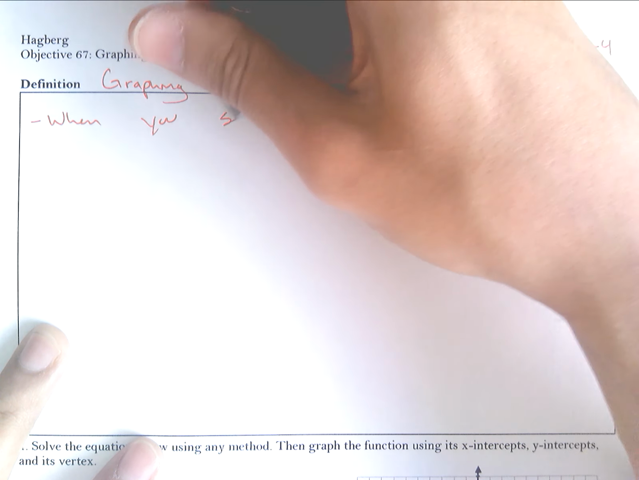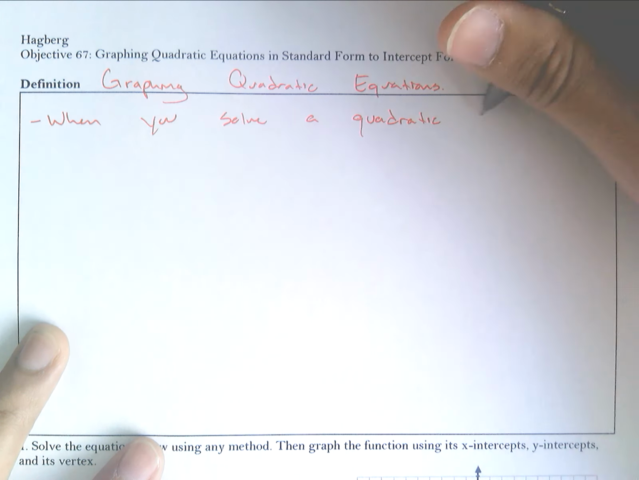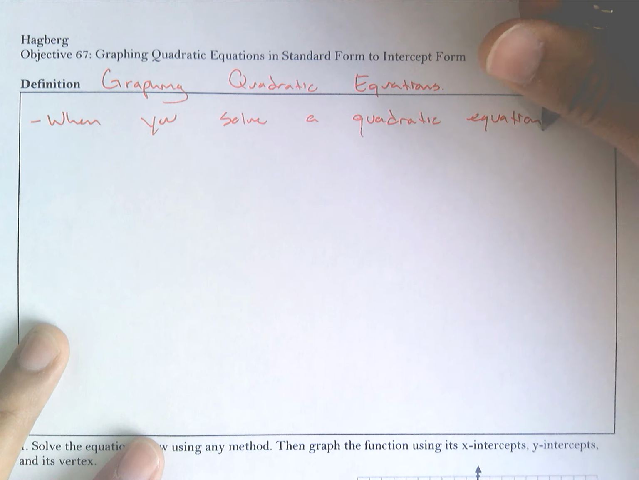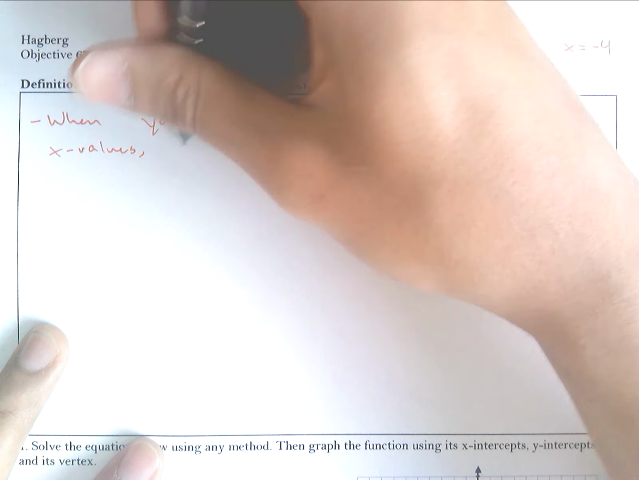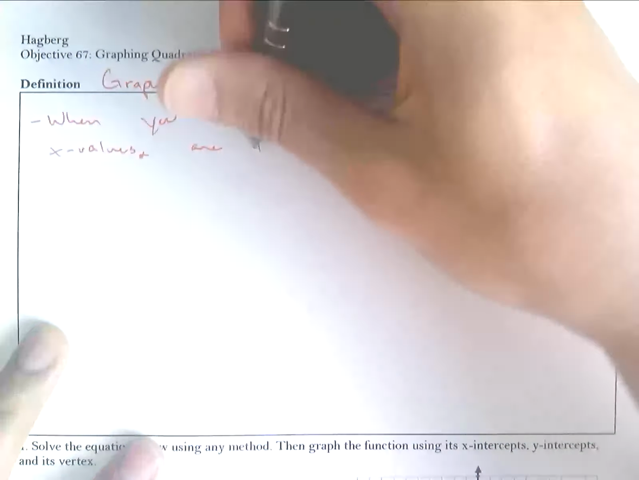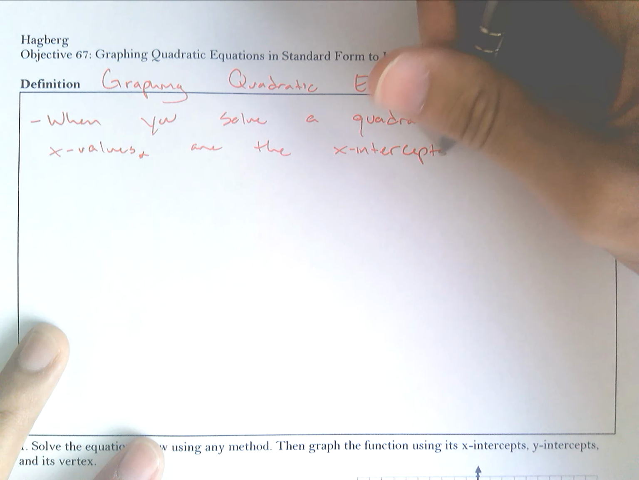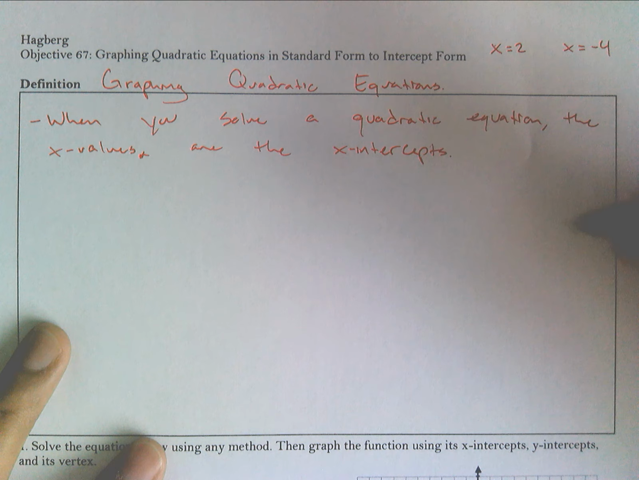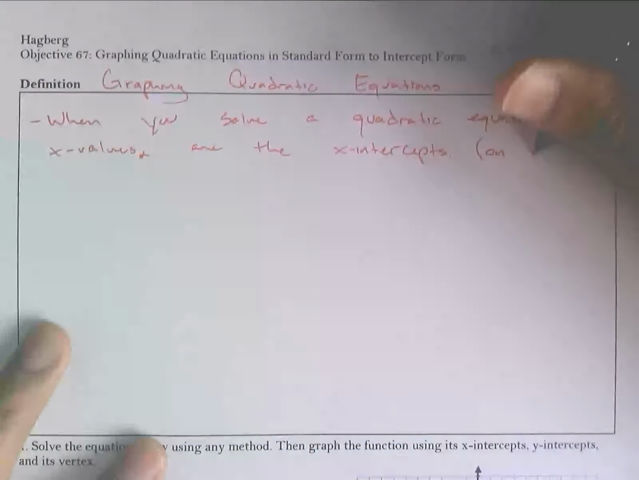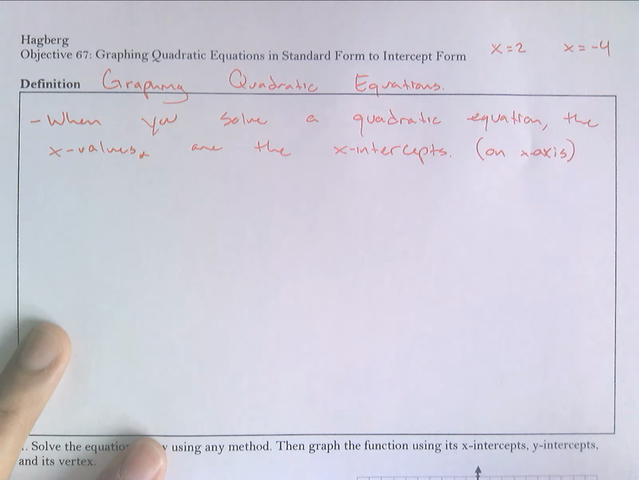When you solve a quadratic equation, the x values, or the solutions, are the x-intercepts. If you remember back to first semester, when we talked about linear functions, the x-intercept is where it crosses the x-axis. So let's go ahead and write that. These are on the x-axis.